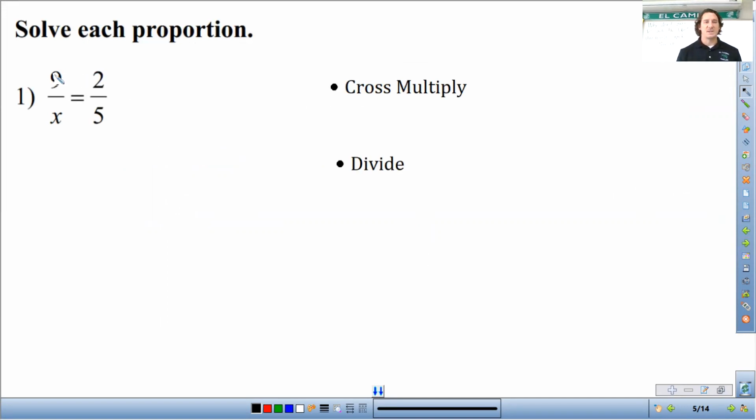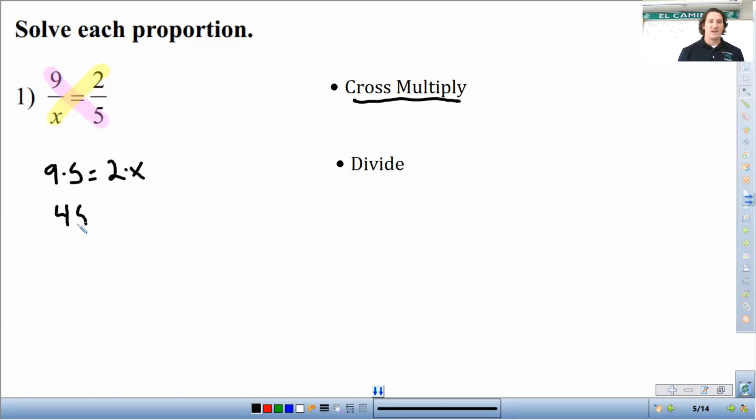We have our two fractions, 9 over x, 5 over 2. All you need to do is cross multiply when you're given a proportion. So to cross multiply, I do 9 times 5 and x times 2. So it's the top of one fraction times the bottom of the other, and then the bottom times the top. So it's 9 times 5 is equal to x times 2, or 2 times x. 9 times 5 is 45. 2 times x is 2x.